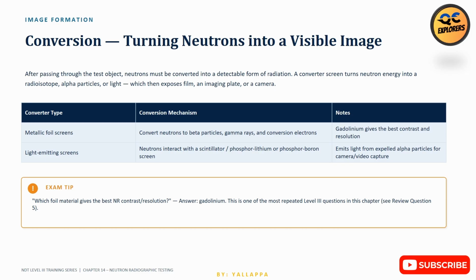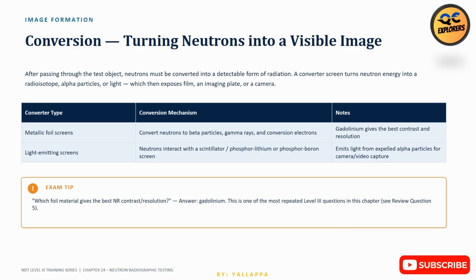That light is then captured by cameras or digital imaging systems, allowing real-time neutron imaging. Modern neutron radiography increasingly uses these digital systems because they provide immediate image acquisition, faster inspections, and easier data storage. As Level 3 inspectors, always remember that neutron radiography is a two-stage imaging process. First, neutrons pass through the specimen. Second, the converter screen transforms those invisible neutrons into a visible image. Without the conversion process, there would be nothing for the inspector to evaluate.